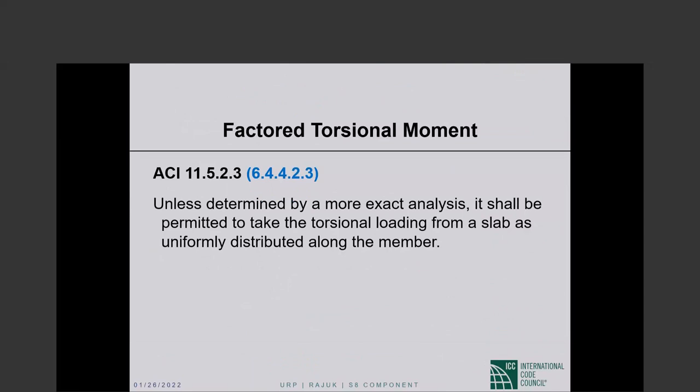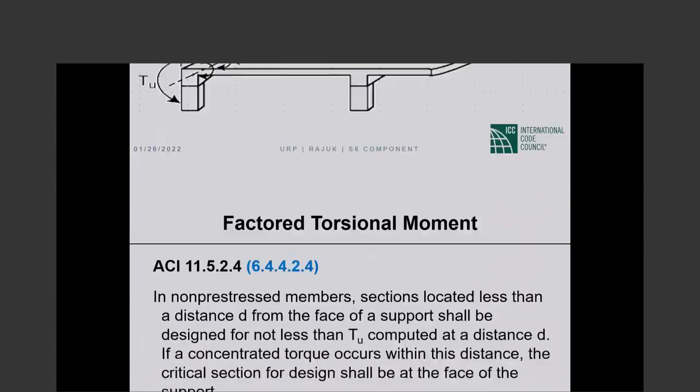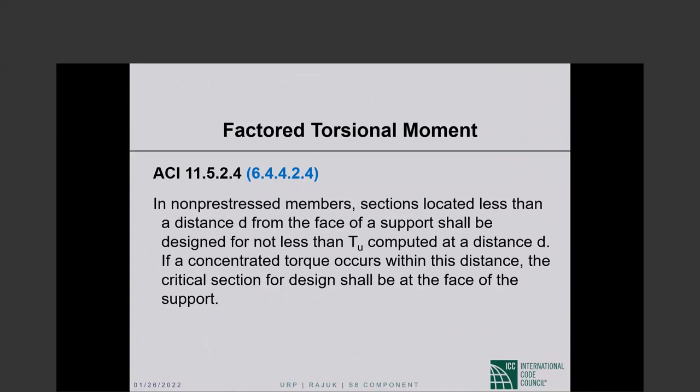Unless determined by a more exact analysis, it shall be permitted to take the torsional loading from a slab as uniformly distributed along the member. So this is the slab, the loading on which is causing torsion on the spandrel beam, as we call it, peripheral beam. That torsion, if the loading on the slab is uniform, is also considered to be uniformly distributed along the span of the spandrel. That's all that we are saying. There is no basis to assume anything else.